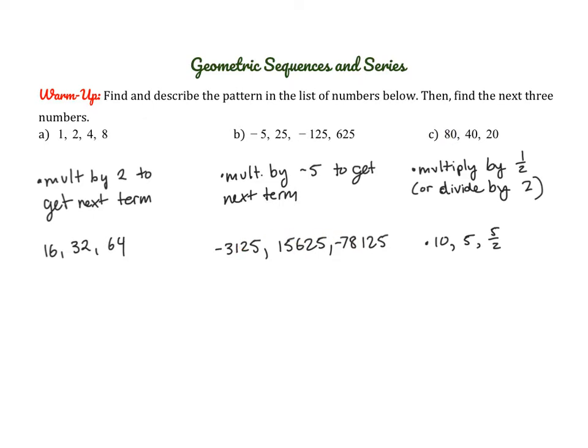And then for part C, you could word it differently. You could say that you're either multiplying by 1/2 or dividing by 2 to get to the next term. So it'd be 10, 5, and 5/2.